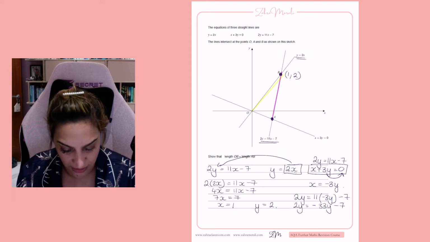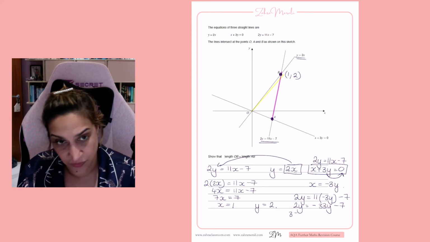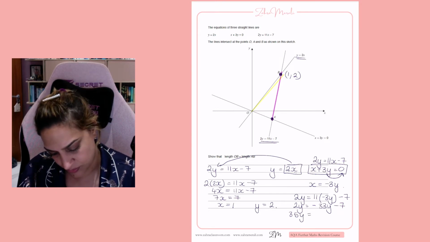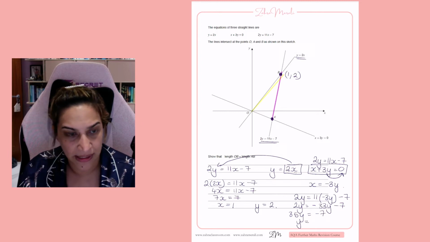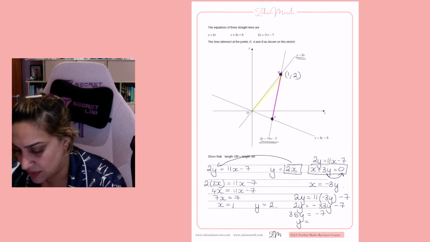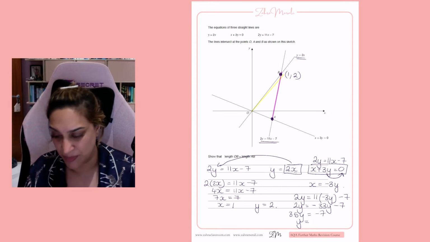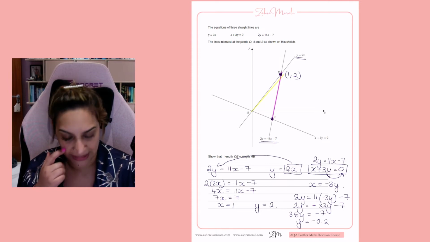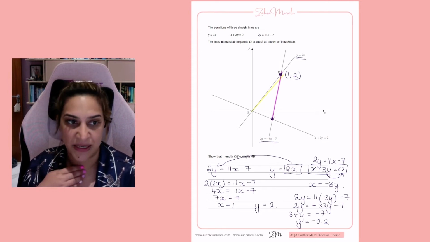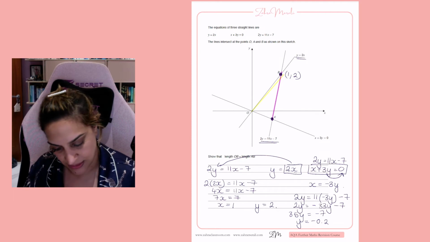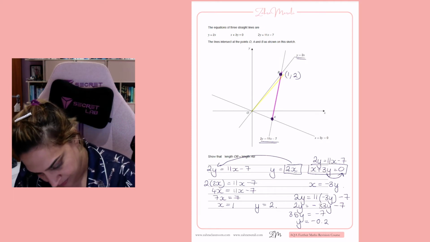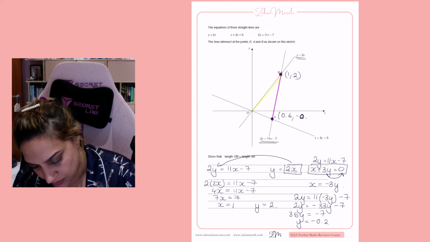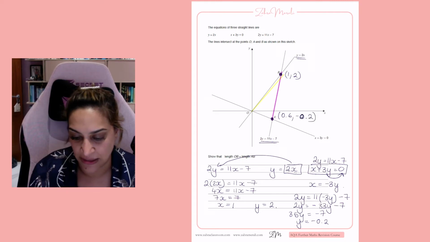So we get 35y = -7. So y = -7 divided by 35, which gives you minus a fifth, which is -0.2. Then we can sub it back into here. Minus and minus make a plus, so plus 0.6. So this is going to become (0.6, -0.2).